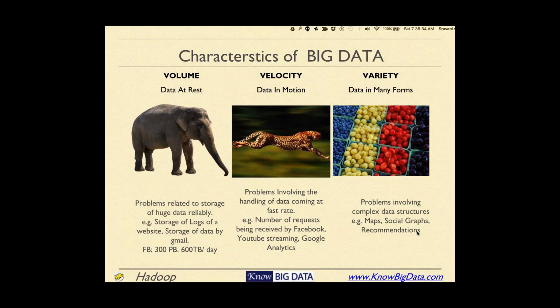The volume may not be that high. It may be, let's say, 50 gigabytes, or at most 100 gigabytes. Finding the path in the map, neither is there velocity. The map is not changing so frequently, right? The third is variety. Variety is there here, the variety of problem, because it's not a straight problem. You have to find all possible ways to reach another point, and you have to find the shortest path.